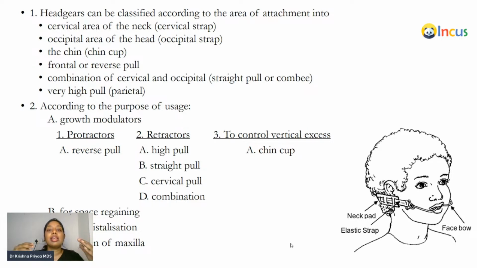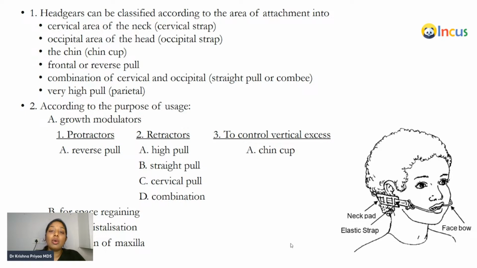In that case, the elastic strap is given a bit above the occipital, that is parietal, so it is given here. That is the high pull headgear. Always imagine wherever you are getting support from, the associated bone will be the area of classification: cervical, occipital, or high pull or combination headgear, chin cup or reverse pull headgear. So it's very basic. These are the different classifications of headgear.